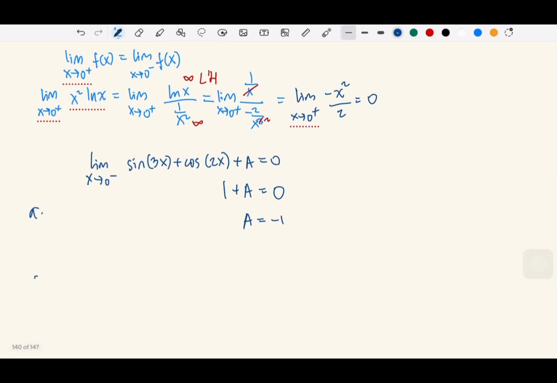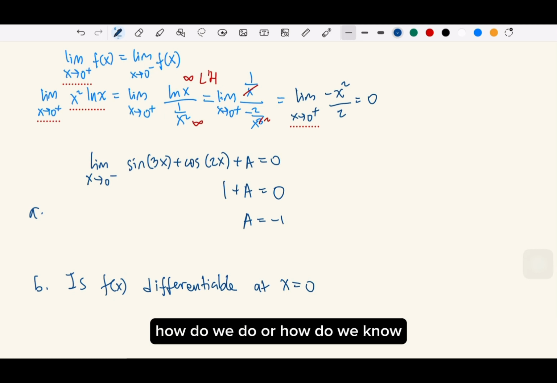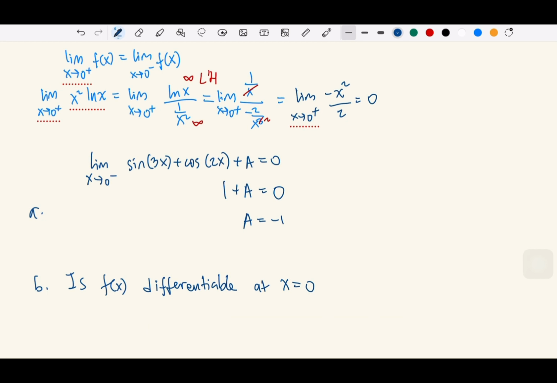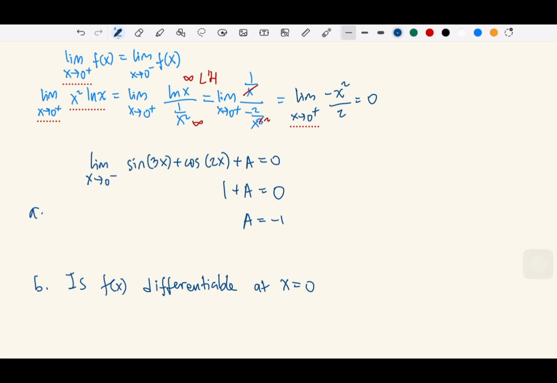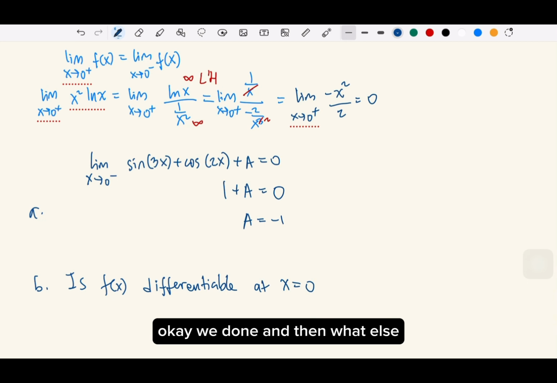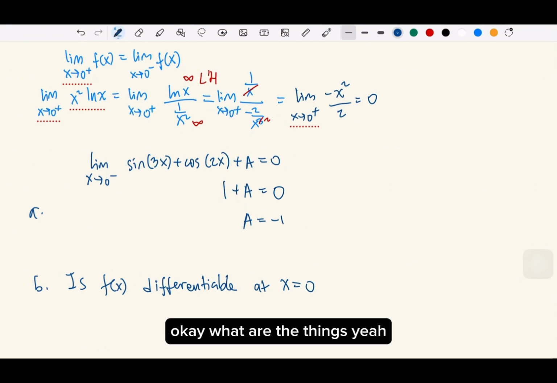For number B, is f of x differentiable at x equals 0? To know whether a function is differentiable or not, how do we know about the differentiability? Continuous, okay. We've done continuity, right? And then what else?